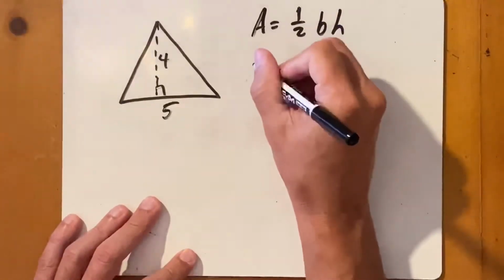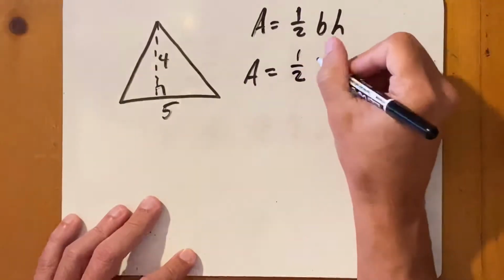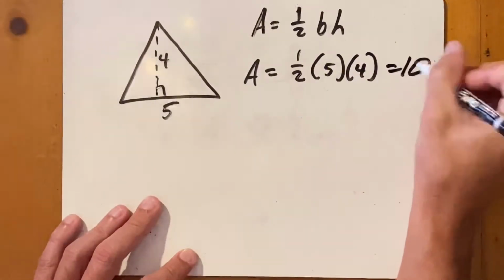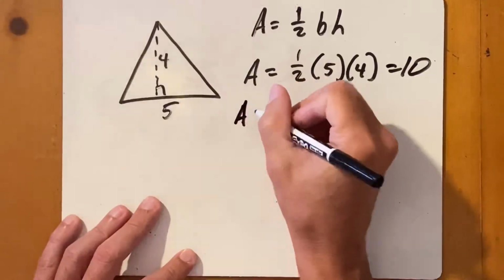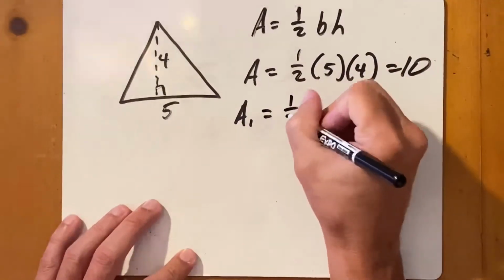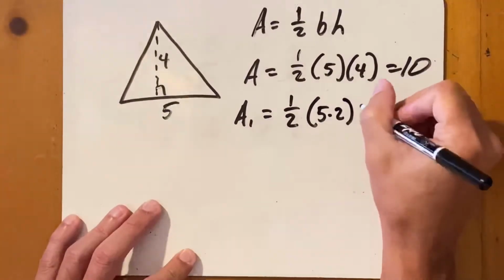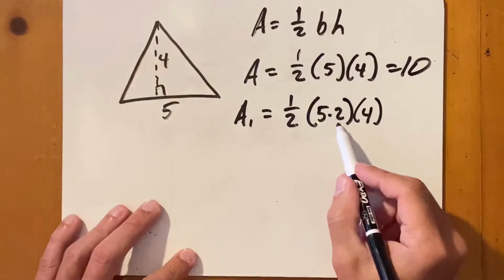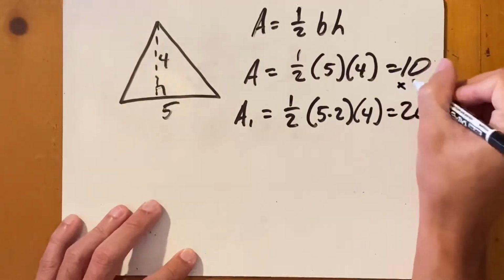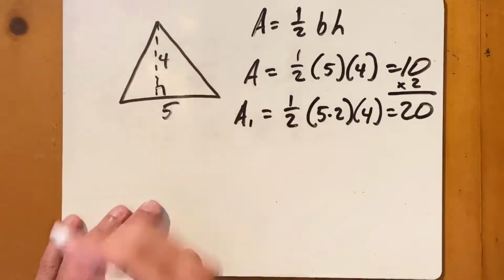For example, let's take the area of this triangle. The base is 5, the height is 4. So 1/2 times 5 times 4 gives me a total area of 10 square units. If I double the length of the base, it should double the total area. So let's try it: 1/2 times 5 times 2, since I'm doubling the base, times 4. 5 times 2 is 10, 10 times 4 is 40, and 1/2 of 40 is 20. Once again, it's the same as multiplying the original area by the same scale factor, and that will work with either one of those dimensions.